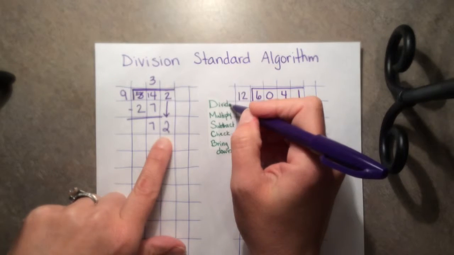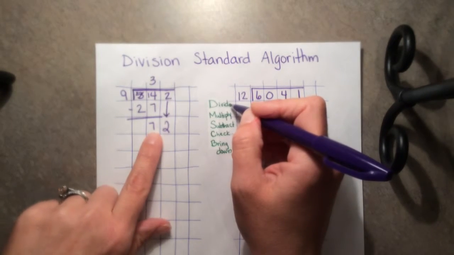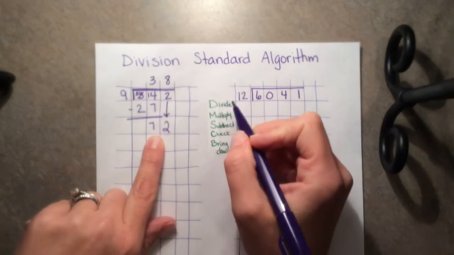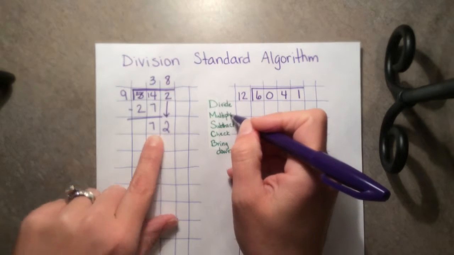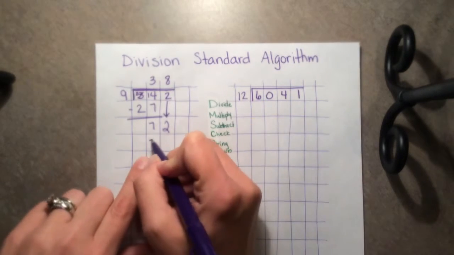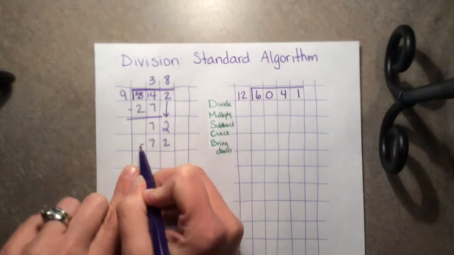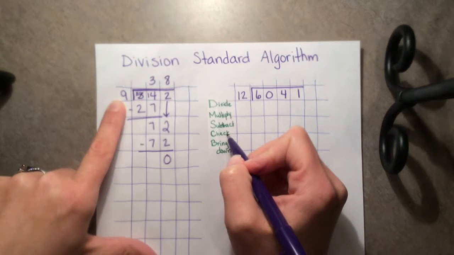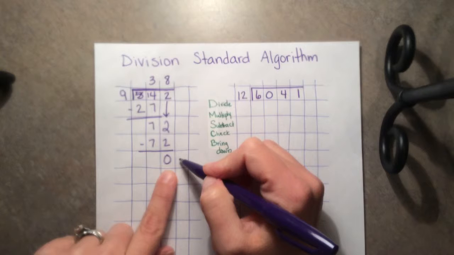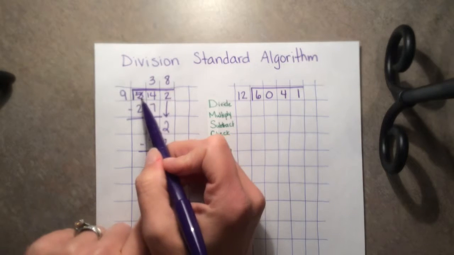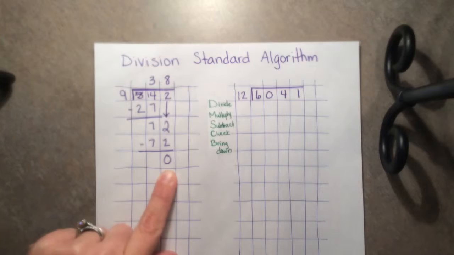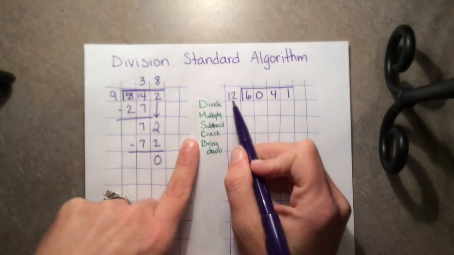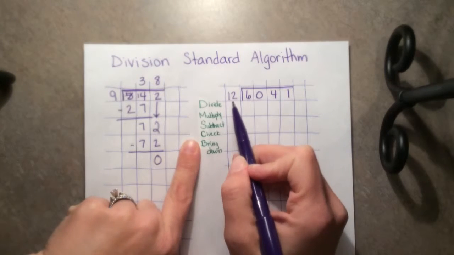Now we go back up to the top again and think, okay, 9 divided into 72 is how many groups? Well, I know that 9 times 8 is 72. So I then multiply. 8 times 9 is 72. I then subtract. I then check. Is 0 smaller than 9? Yes. Are there any more numbers to bring down? No. So my answer of 38 is completed. The same steps are completed each time, no matter what our size of divisor.